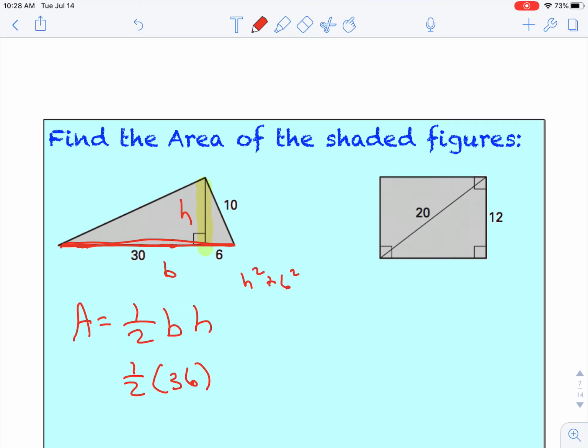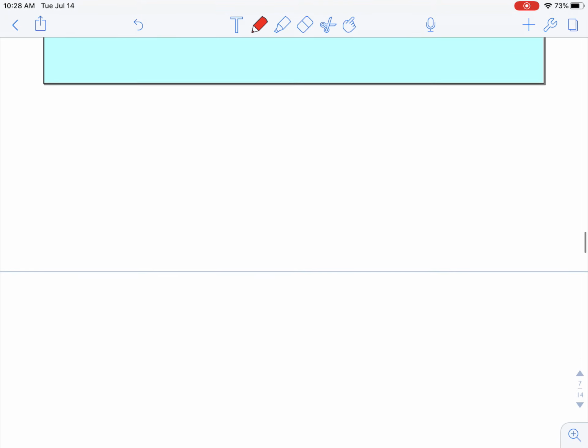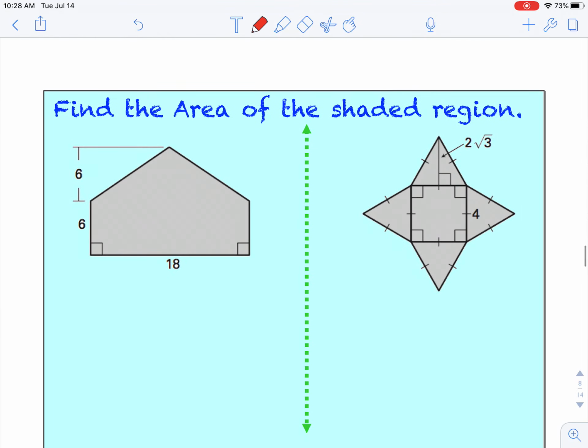But we can get our height right there by using the Pythagorean theorem. So our height squared plus 6 squared is equal to our hypotenuse squared. So our height squared is equal to 64. So our height is 8. So we can put that in there as 8. And so now we multiply all those together, and that gives us 144 units squared. So I'll let you try the next one, because you are just doing the area of a rectangle, and it'll be similar to the strategy that we did here.